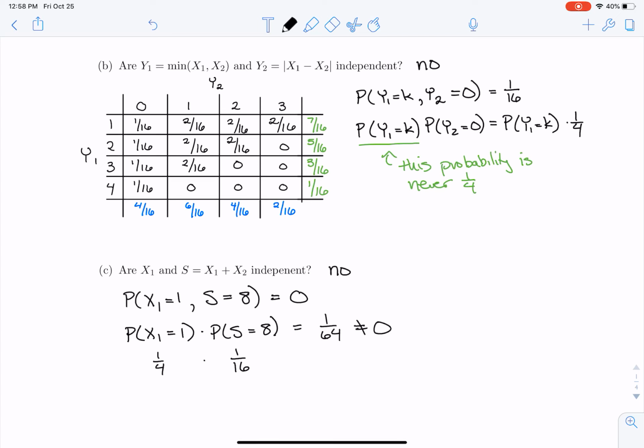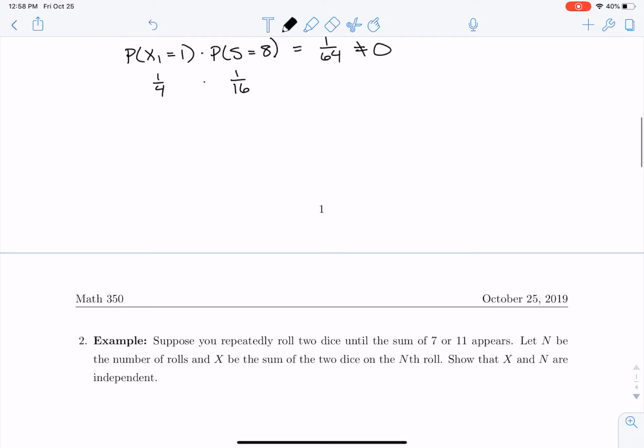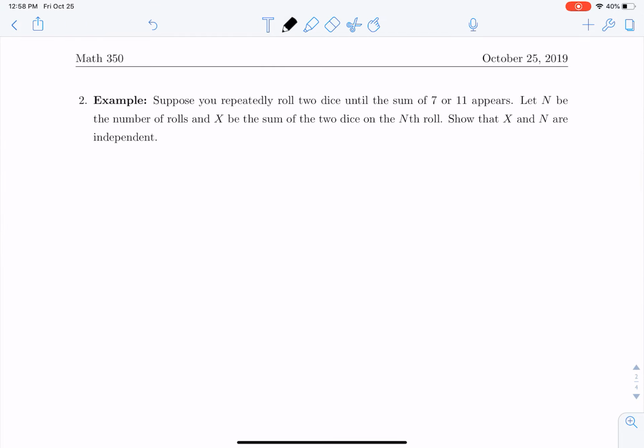Let's see if we can look at some examples where the random variables are independent. So let's look at an example where you repeatedly roll two dice until the sum of 7 or 11 appears. So N is going to be the number of rolls it takes to get a 7 or 11, and X will be the sum of the two dice on the final roll, either a 7 or 11. And we want to show that X and N are independent.